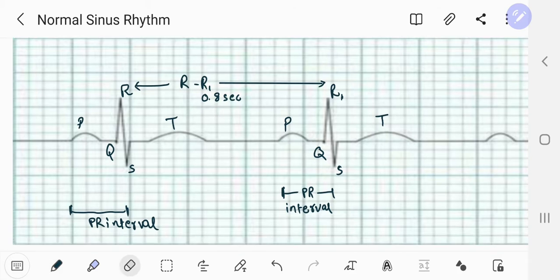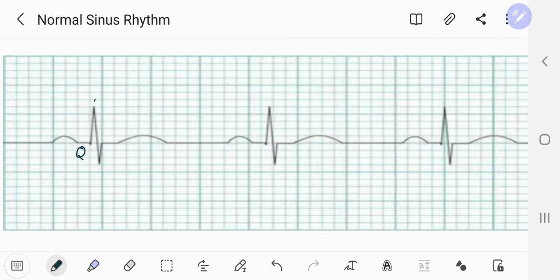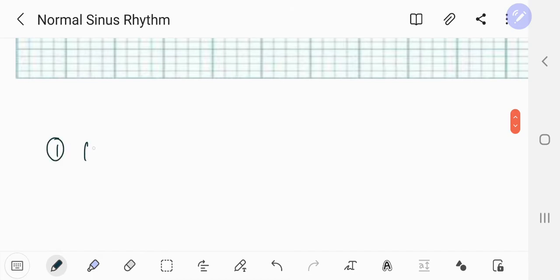So we have looked into the heart rate, identifying the RR interval, and in that way identifying tachycardia or bradycardia. Now, what are the other features of a normal sinus rhythm? If you look here at the QRS complex, P wave and T wave, you can see that the QRS complex in this normal sinus rhythm is very narrow. So the first thing to keep in mind is that a normal sinus rhythm should have a narrow QRS complex. If the QRS complex is not narrow, if it is wide, then it will depict some problem in the heart.